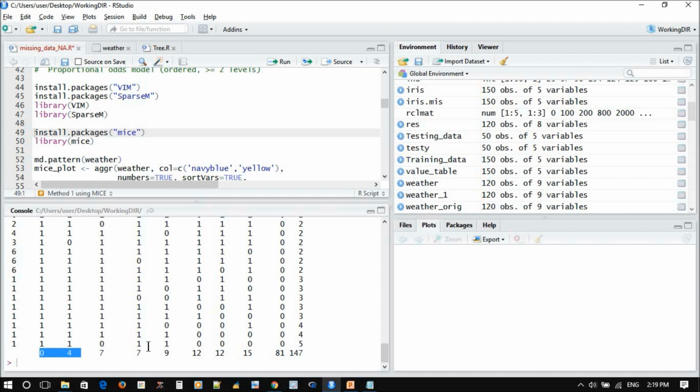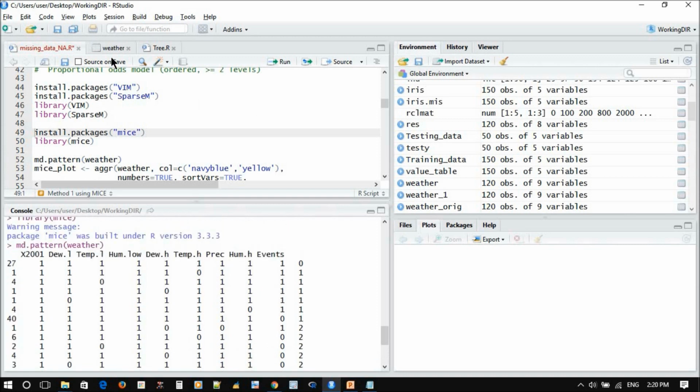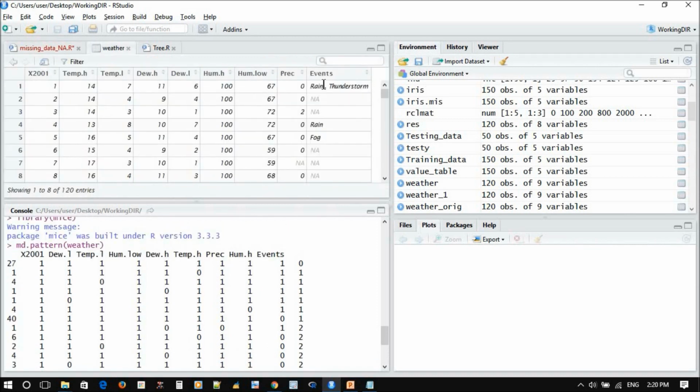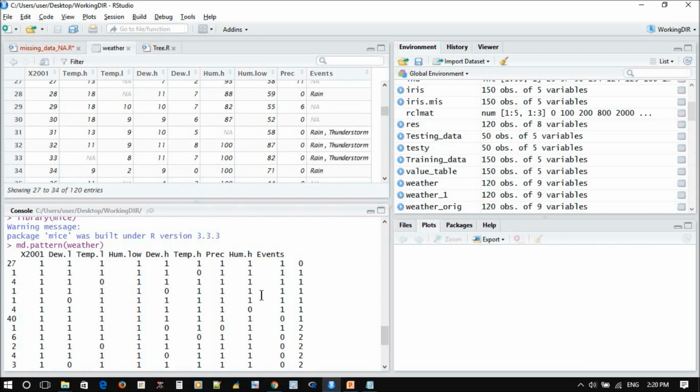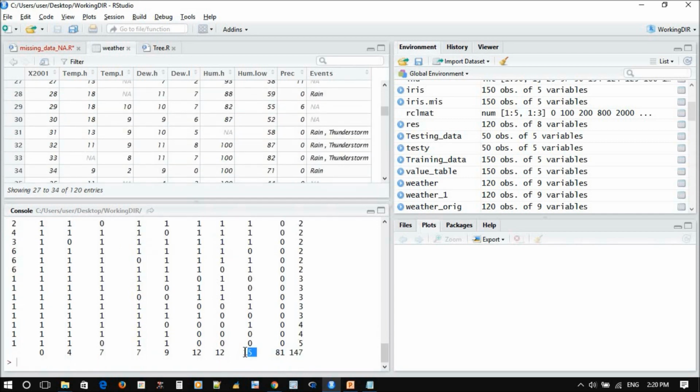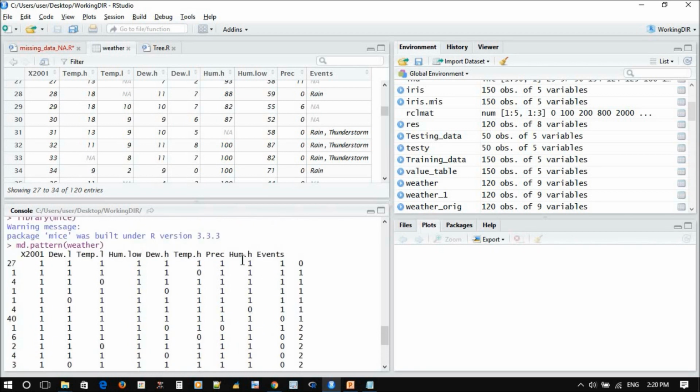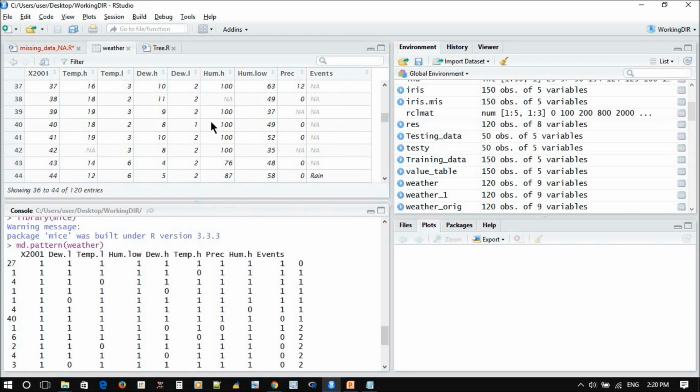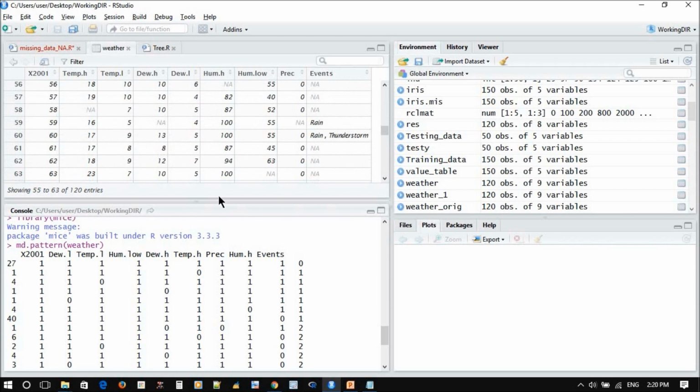And this one here is the total number of missing data. So this is the total missing value. We have 147 missing values, and most of this data is accumulated in the events. And this is true, because if you check the events, it has the biggest amount of missing data, followed by humidity high. If you follow humidity high, it also has too much missing data.